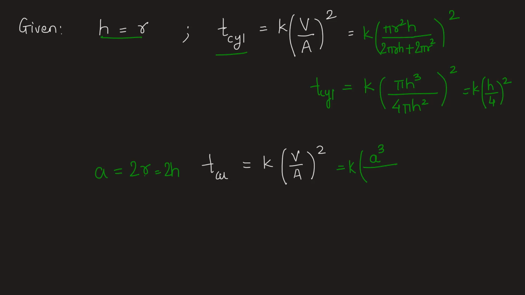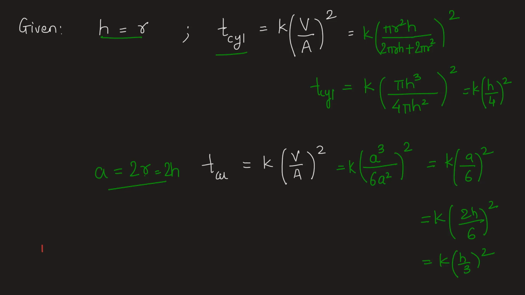Coming back to this, solidification time for cubic casting is K into A cube by the surface area. Here the surface area of one surface is A square and there are 6 faces for a cube. So we have into 6, whole square. Simplifying this, we have K into A cube by A square gives us A by 6 whole square. Now in order to relate these two and calculate their ratio, we need to substitute this relation that is given. So we have K into A, which is nothing but 2 times H by 6 whole square. This is equal to K into 2 by 6 is 1 by 3. So we have H by 3 whole square.